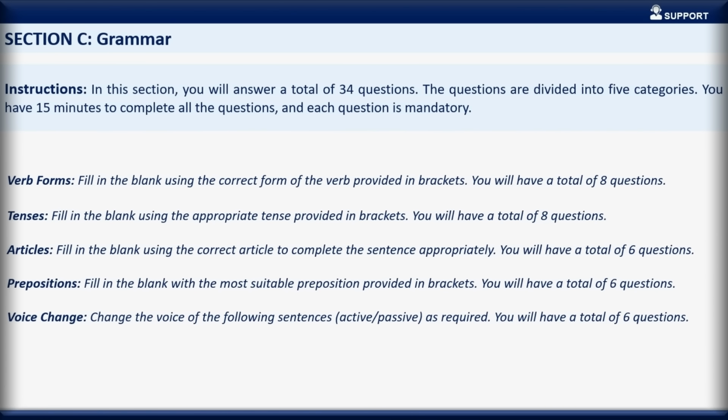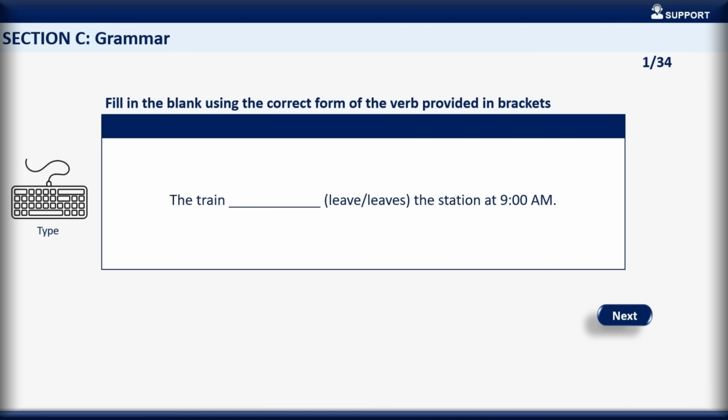Section C, Grammar. In this section, you will answer a total of 34 questions. The questions are divided into 5 categories. You have 15 minutes to complete all the questions, and each question is mandatory. Now, fill in the blank using the correct form of the verb provided in brackets. You will have a total of 8 questions.